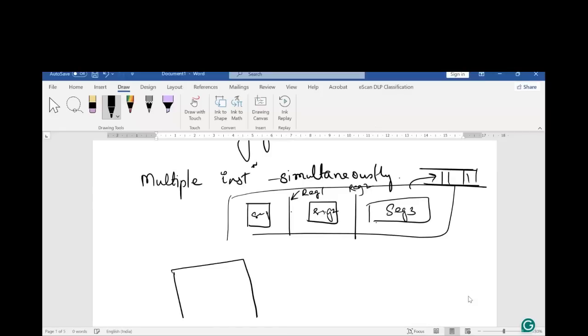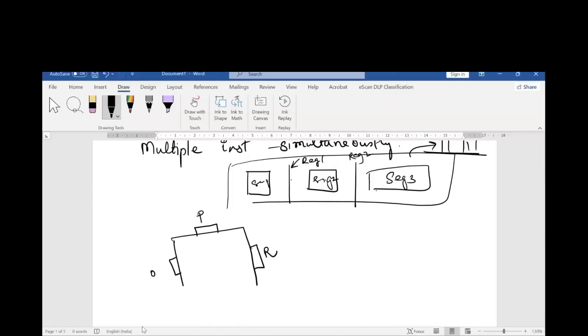Let us take an example of McDonald's. You all must have visited a McDonald's drive-thru. Suppose I want to purchase something from this drive-thru. I have three windows here: window 1, window 2, and window 3. At window 1, I'll place my order. At window 2, I'll make my payment. And at window 3, I will receive my order. Now, suppose there are three cars waiting in the queue: car 1, car 2, car 3.